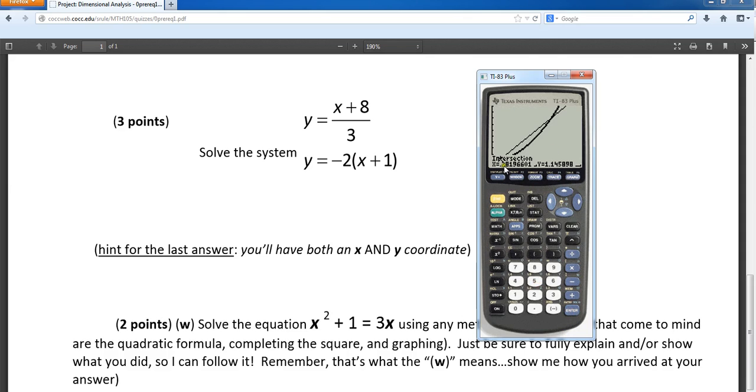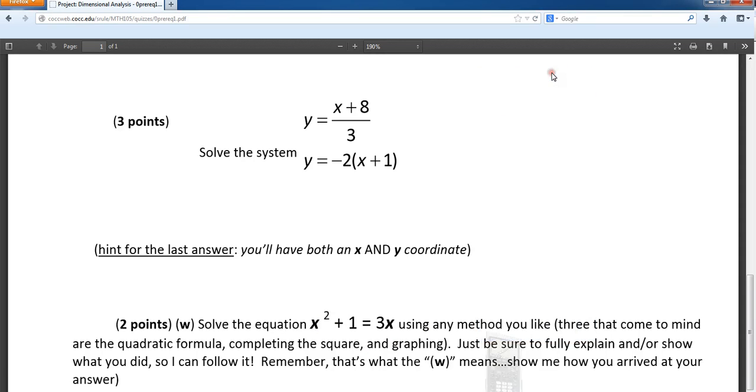The next intersection is at 0.38. So roughly at 0.38, you have another solution to this equation. So if you put 0.38 squared plus 1, that will be roughly the same as 3 times 0.38. So you got 2 solutions down here, 0.38 and 2.62, if I remember correctly. And that gets you a couple solutions to our prerequisite quiz.